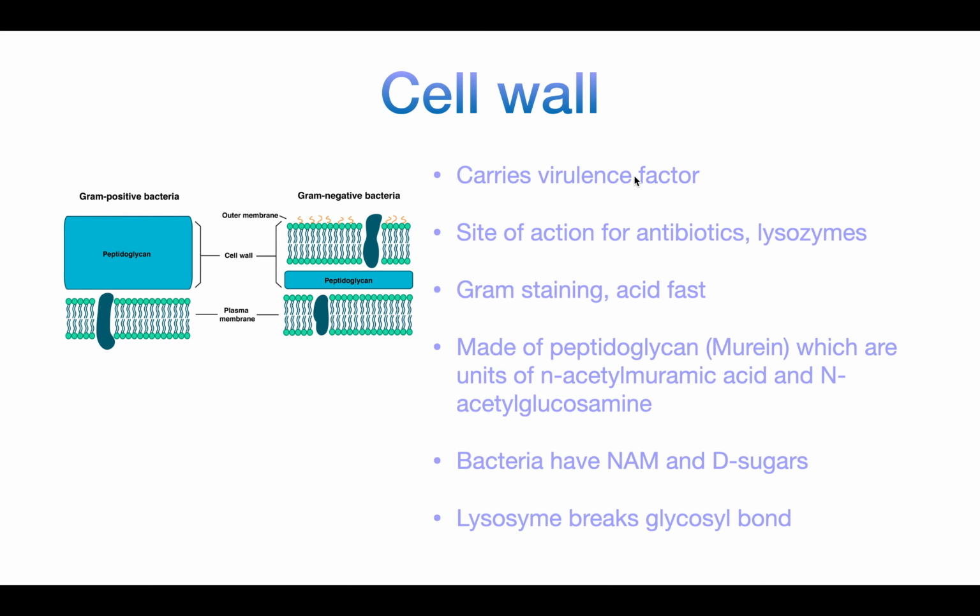The cell wall will carry the virulence factors, and this is where the antibiotics work along with our immune systems. It's useful because of gram staining and acid fast, usually made of peptidoglycan or murein, which are units of N-acetylmuramic acid and N-acetylglucosamine. The bacteria will have the N-acetylglucosamine, which is NAG, and the NAM sugars on the outside. So a lysozyme will come, recognize it, and break that glycosidic bond, breaking down the membrane.